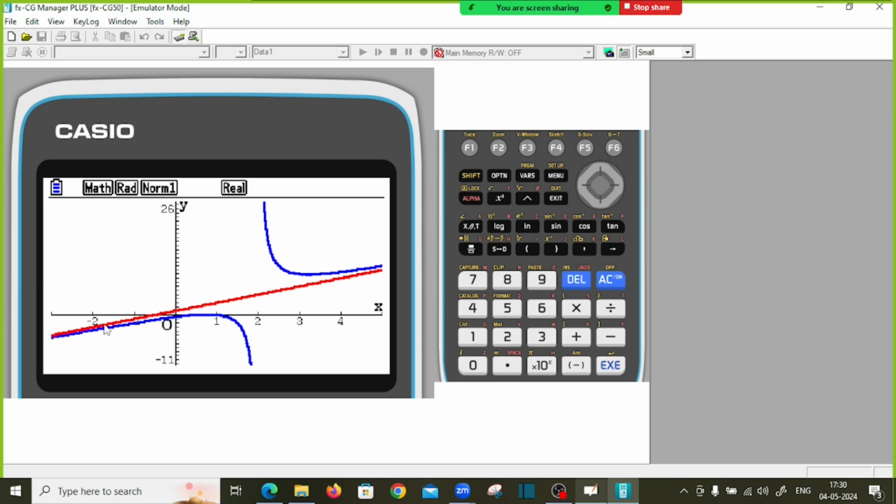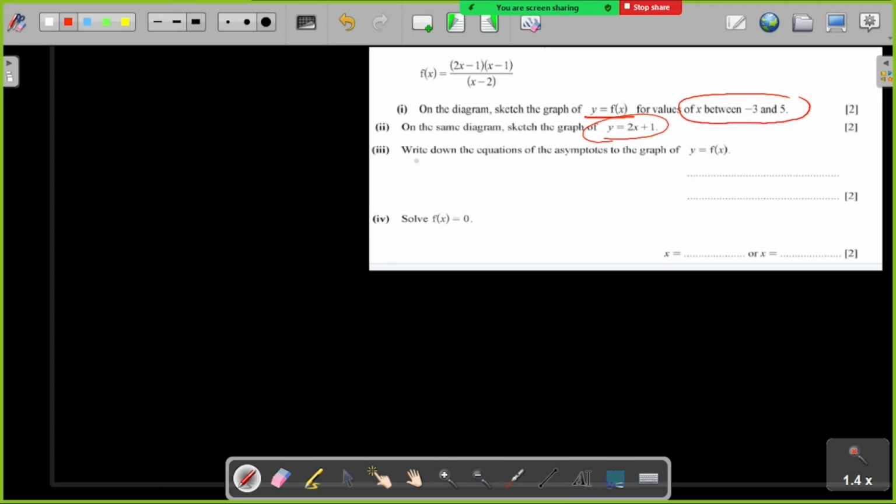As you can see here, this blue part is moving parallelly to this red line, here and above also. Okay, let us see the next part. What it is saying: write down the equation of the asymptote of the function y equals f(x). So this is my asymptote. Here my asymptote is y equals 2x plus 1 itself.